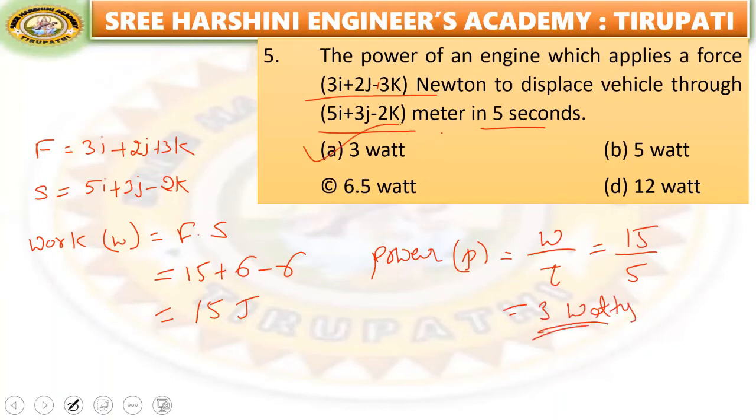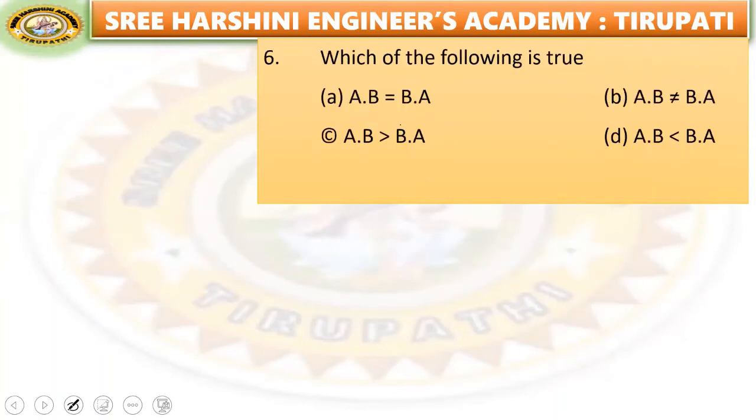So A is the right answer. Next, which of the following is true? Here the options are: A bar dot B bar is equal to B bar dot A bar; A bar dot B bar is not equal to B bar dot A bar; A bar dot B bar is greater than B bar dot A bar; A bar dot B bar is less than B bar dot A bar. So which is true? As for the dot product properties, it obeys only the commutative law. That means A bar dot B bar is equal to B bar dot A bar is the right answer.